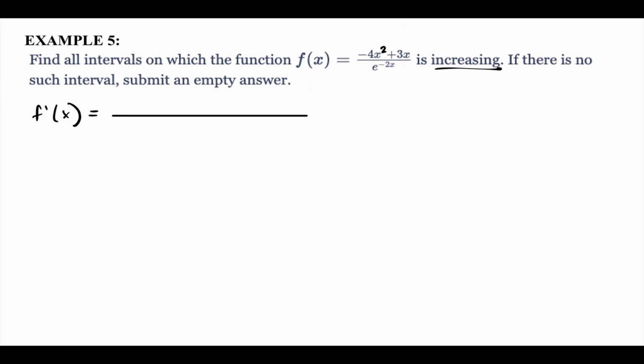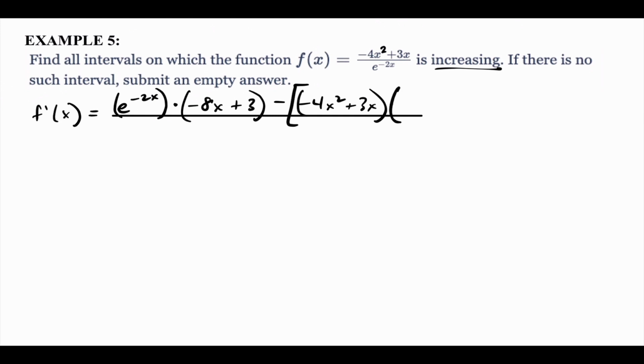Okay, so low times the derivative of the high. I'm going to use the power rule. Negative 8x plus 3, minus the opposite. The high times the derivative of the low.